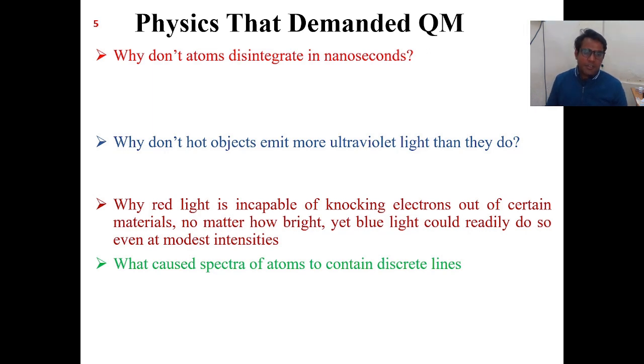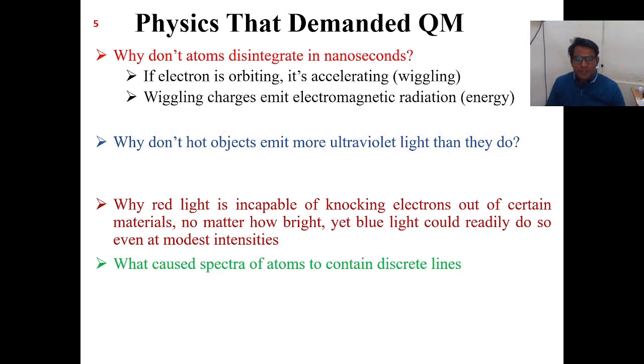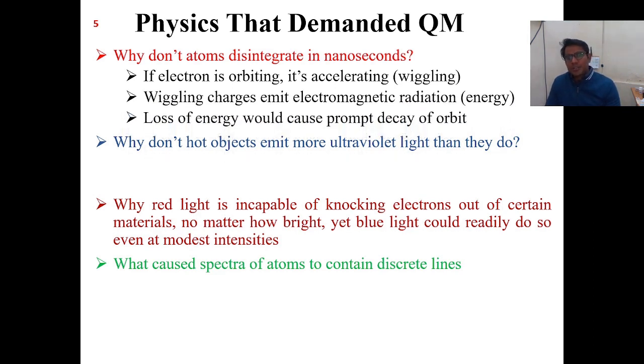Some of the physics that demands quantum mechanics: the existence of the atom, or why the atom does not disintegrate in nanoseconds. As we all know, in an atom, electrons circulate around the nucleus, and according to electromagnetic theory, when an electron revolves around a positive charge, it is always an accelerating motion, and an accelerated electron always tends to release energy, and due to this loss of energy, the electron must ultimately merge inside the nucleus.